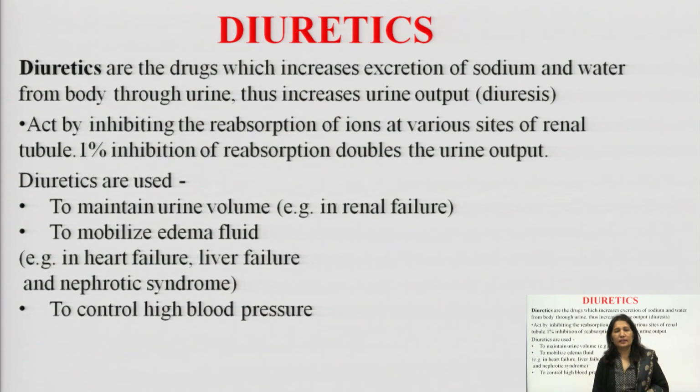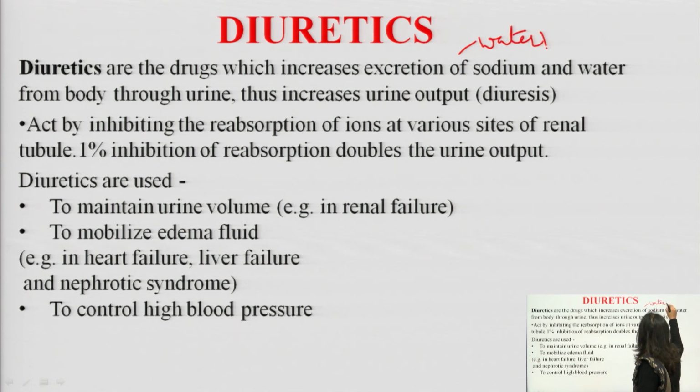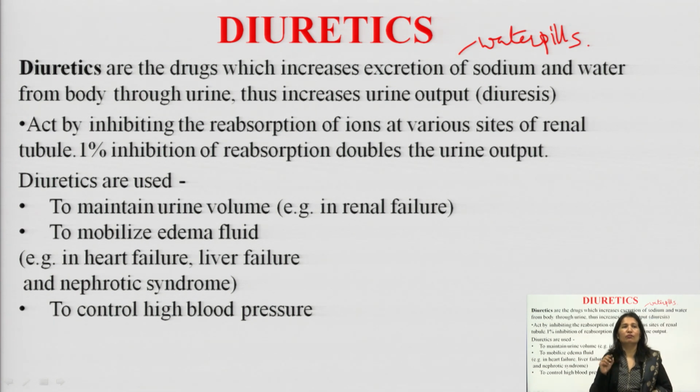So next is diuretics. Diuretics are the drugs which increase excretion of sodium and water from the body through the urine. Thus they increase urine output. जिसको हम क्या कहते हैं, we also call them water pills. So they promote excretion of water by acting on different parts of the nephron. वो हमने अभी देखा, by acting on different parts of the nephron.